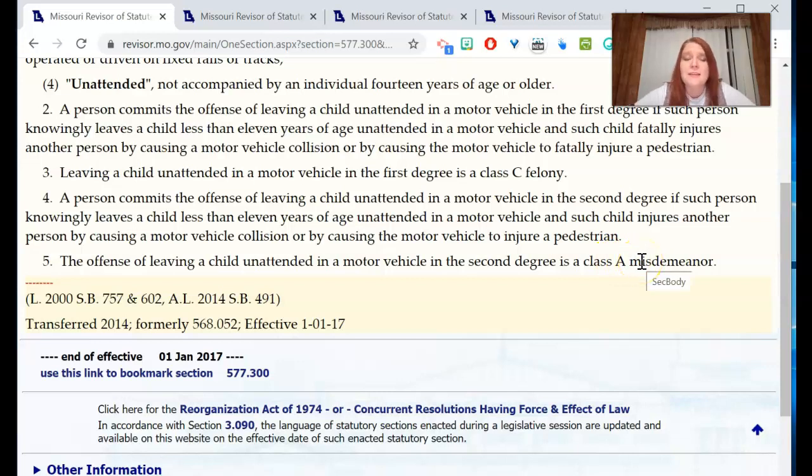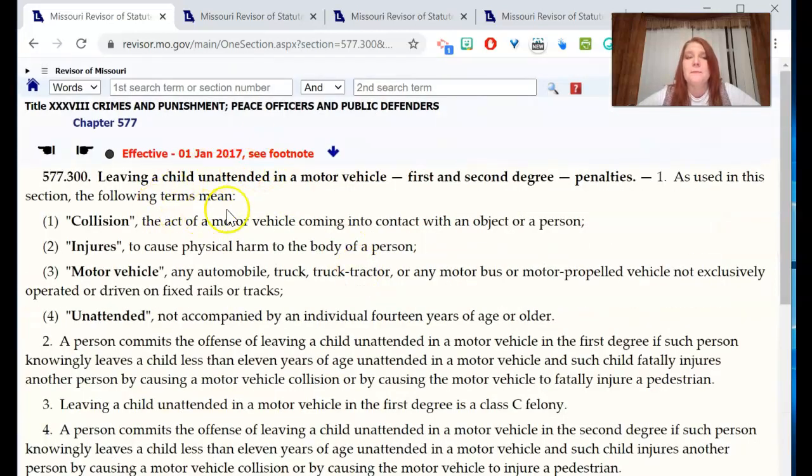So does this say anything about just leaving an 8-year-old sitting in the car with the car running? No, that's actually not, by this definition, leaving a child unattended in a motor vehicle. So what people think is leaving a child unattended in a motor vehicle is not what the law says it is. What the law says it is, is if when you leave them there, they do something that's going to get them hurt. They drive the car, they do something like that.